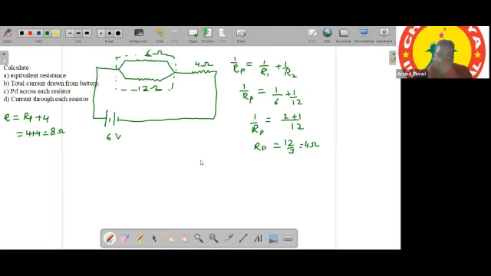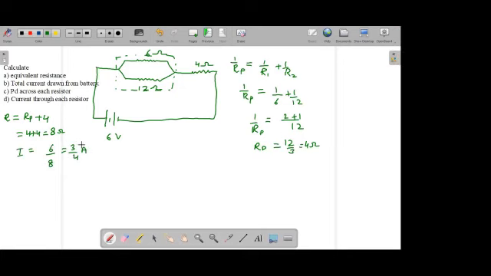Shravani, you gave the answer total current as 3 ampere. Yes, sir. So how are you getting 3 ampere? You have a total resistance of 8 ohm, and your potential difference is 6 volt. So your total current I will be equal to 6 by 8. That's 3 by 4 ampere. Yes.